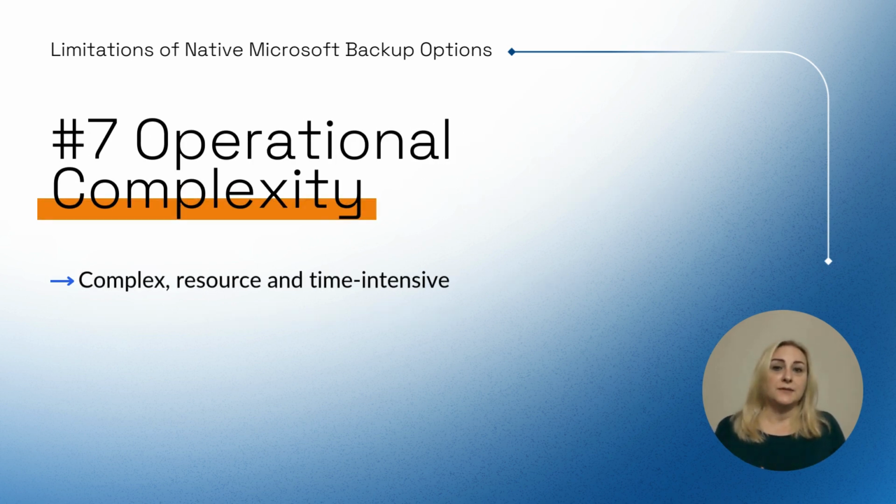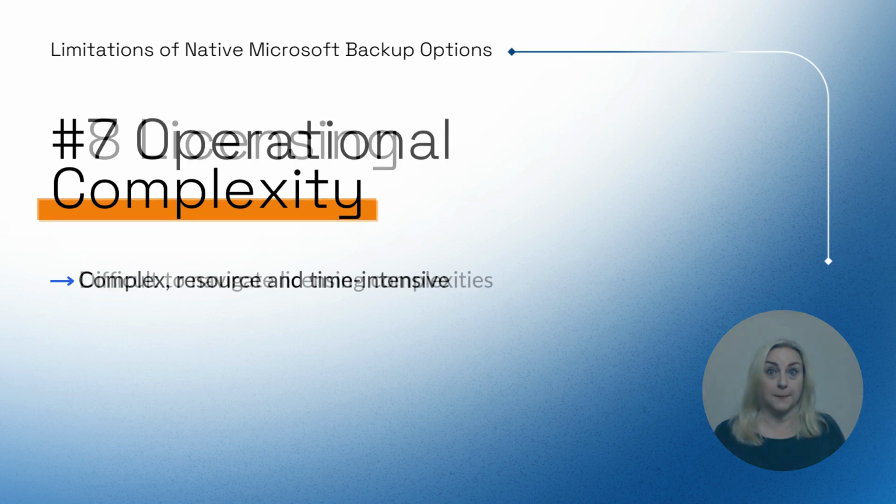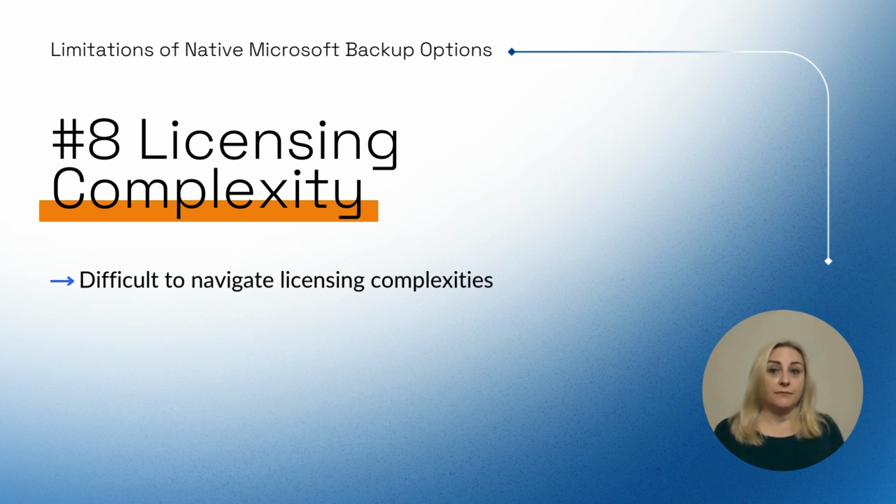Effectively managing the full set of details associated with backup and recovery using only native Microsoft tools involves significant operational complexity. It requires a thorough understanding of the intricacies of Microsoft 365 services, which can be resource intensive and time consuming. The effectiveness of Microsoft 365's recovery and backup capabilities is heavily influenced by licensing terms, which can vary significantly between different plans. Understanding and navigating these licensing complexities is crucial for maximizing data protection and recovery capabilities.